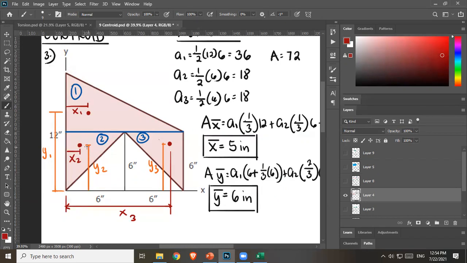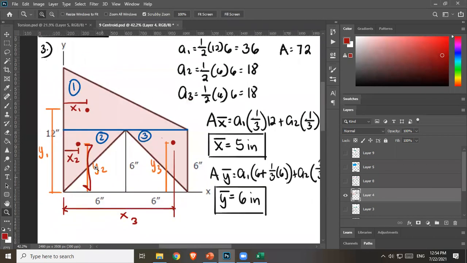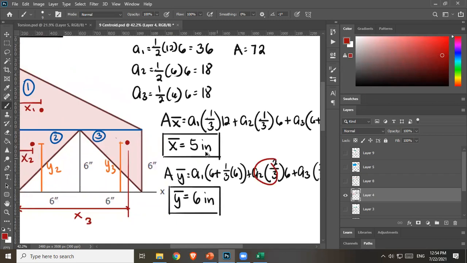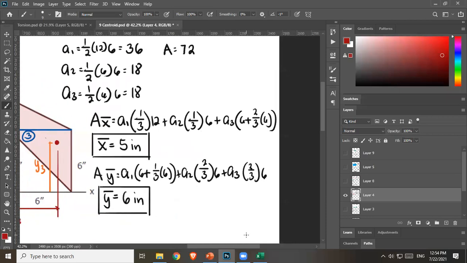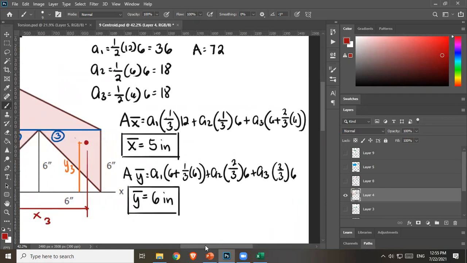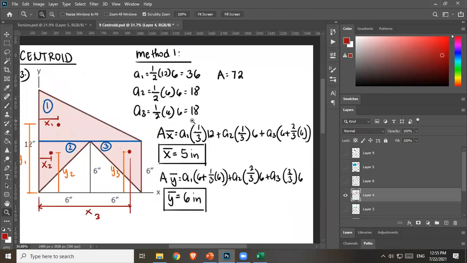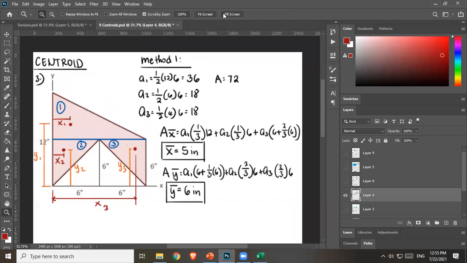Next, 2. This is what we're looking for, right? y2. That is from a point, right? Distance of the centroid to a point. So that's 2/3 length, and our length is this, which is 6. So 2/3 times 6. Same thing with the third one. This is your y3, which is the distance to a point. So that's 2/3 length, which is again 6. So 2/3 times 6. Okay, and then solving for y bar, you get 6 inches. Any questions for number 3? Please answer in the chat.